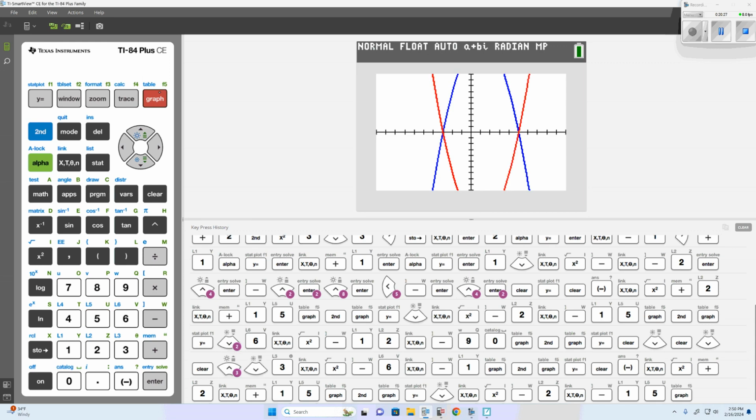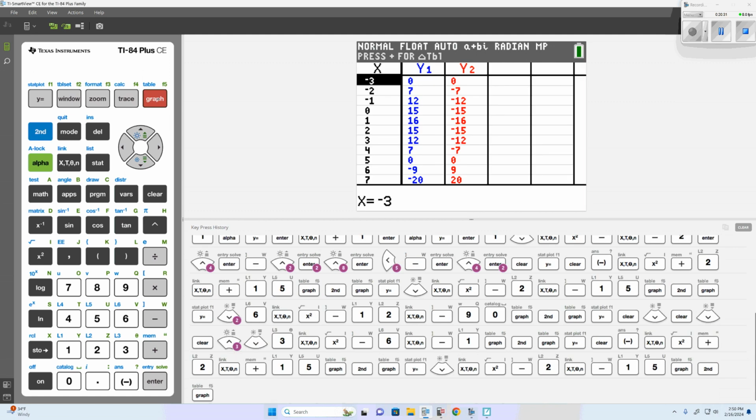And we can see the red graph is pretty much almost a flip across the x-axis of the blue graph. But negative 3 and 5 still have a y value of 0. It'll still have the same value. Does that make sense? So we can do that to get there.